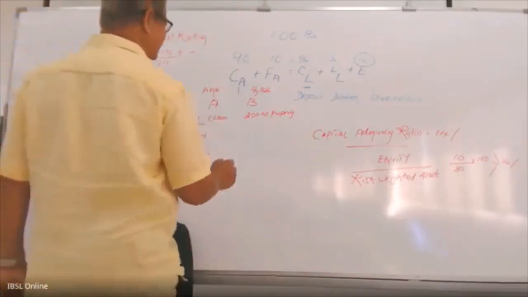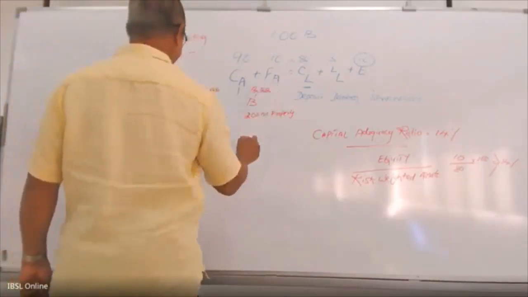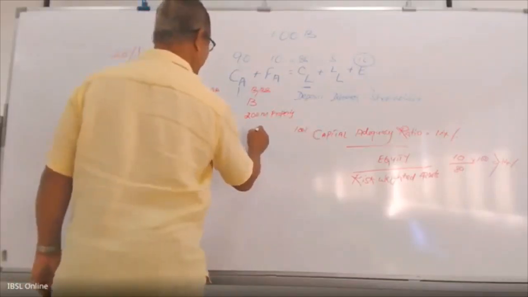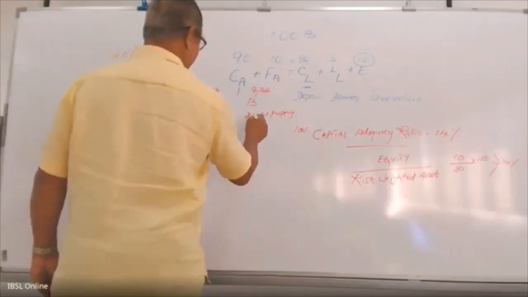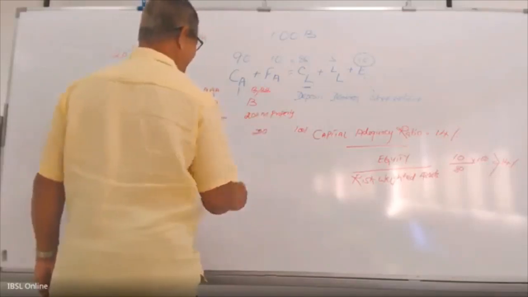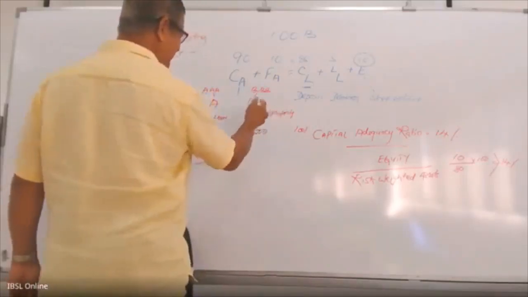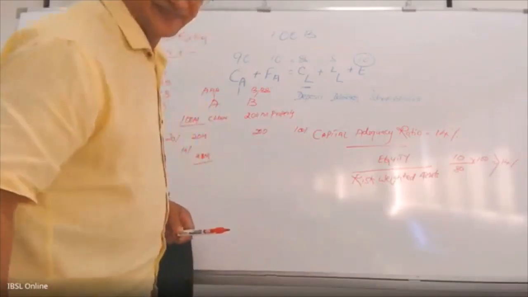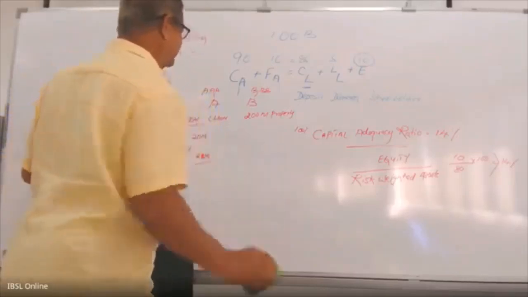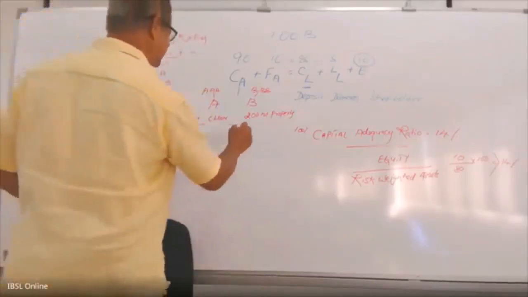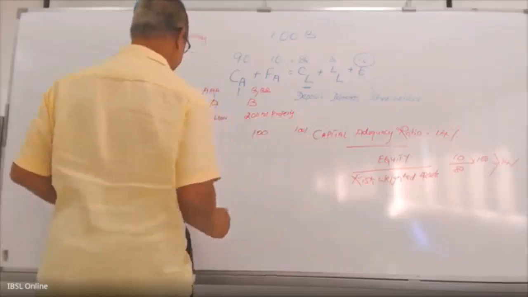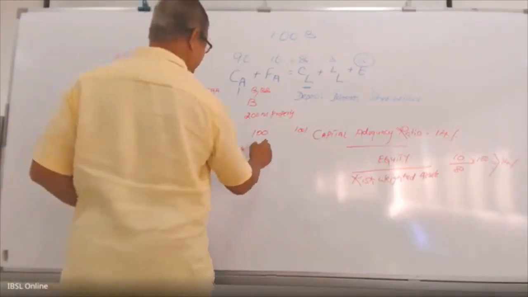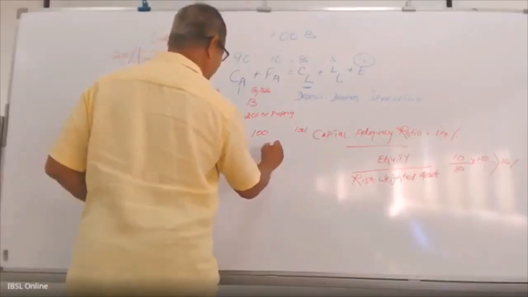Whereas BBB customer, risk weight is 100%. So you have 200 million. 100% of 100 million is 100 million. 14% is 14 million.